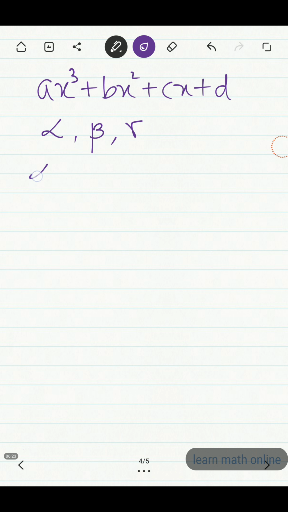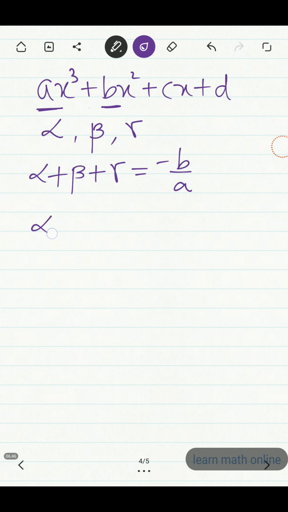Now the sum of these three zeros, alpha plus beta plus gamma, is given by minus b divided by a. That is, coefficient of x square divided by coefficient of x cube with minus sign. So the sum of the zeros is minus b by a.